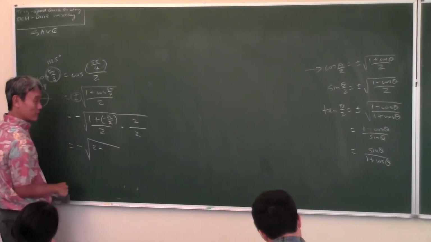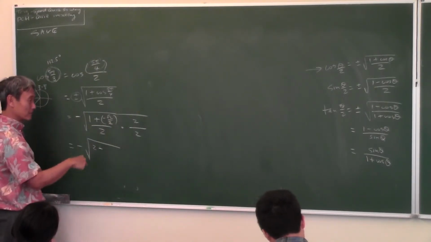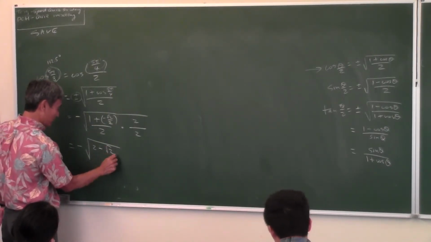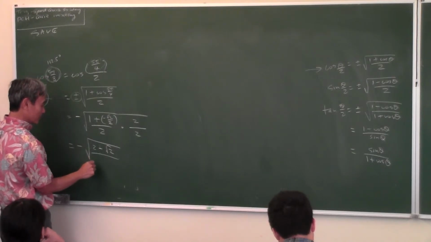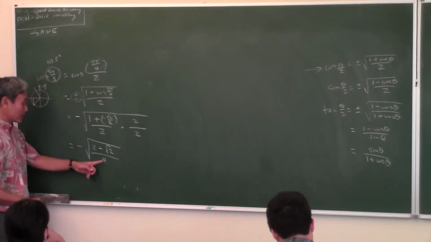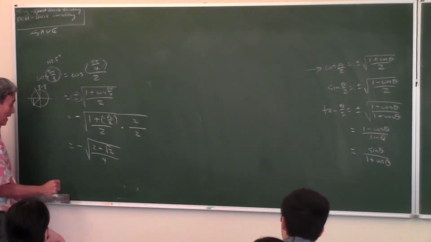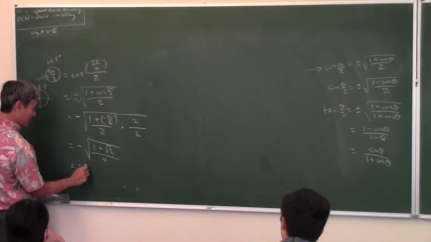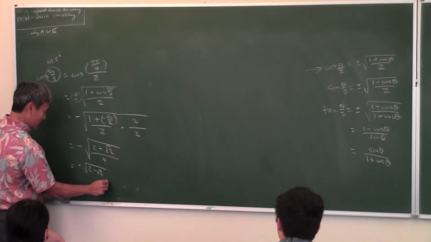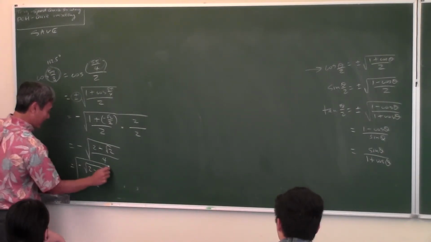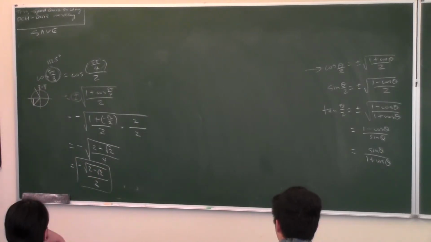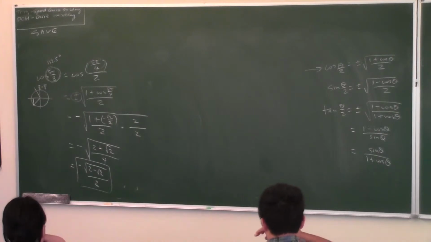2 times negative root 2 over 2. The 2's cancel. Root 2. And then 2 times 2? 4. But this 4 can come out of the radical as a 2, right? And there you go. This is your answer. Look, it's a plethora of 2's. Negative square root of 2 minus root 2, all over 2.